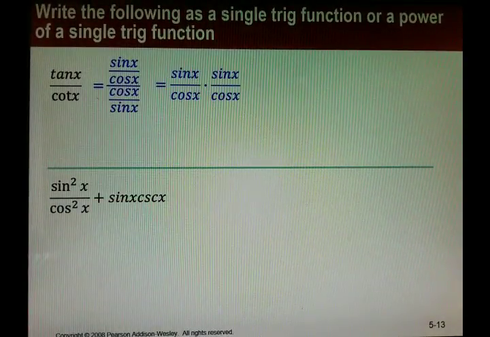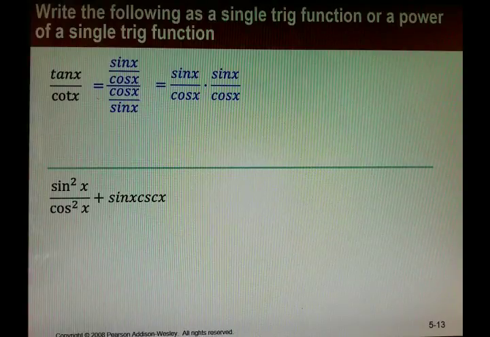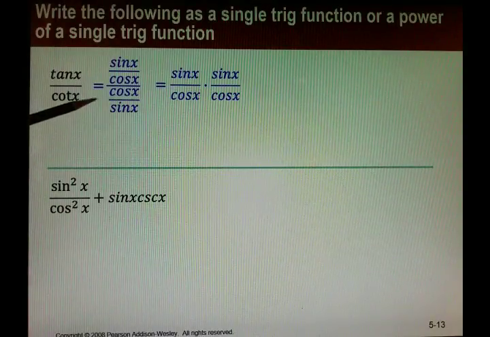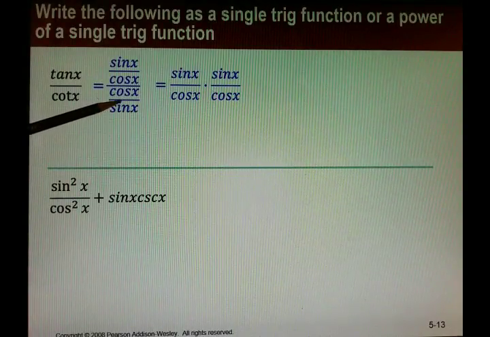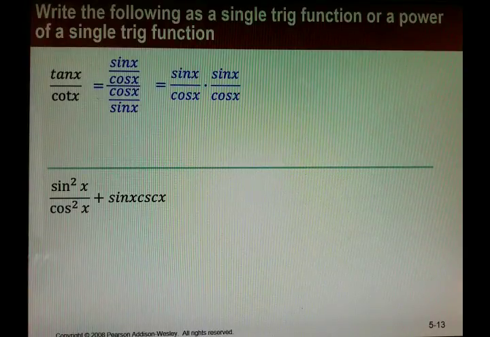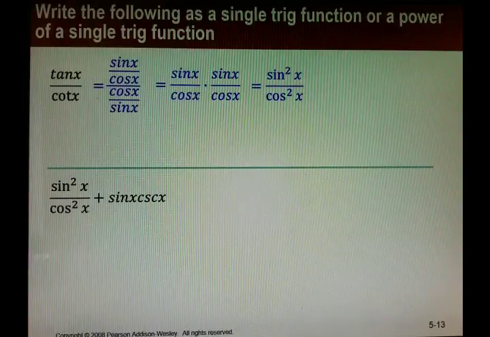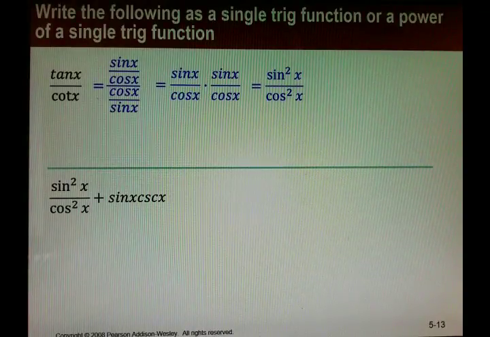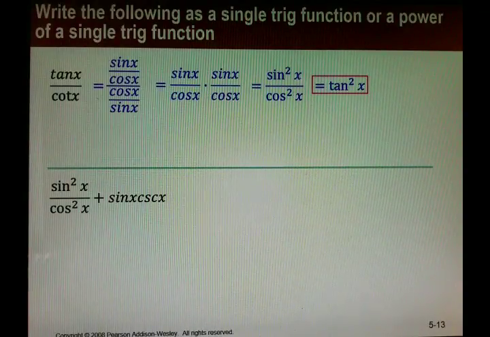Now dividing fractions, easy as pie. We want to flip the bottom one to multiply. Now when I'm looking at that, I notice that would give me sine squared on the top. It'll give me a cosine squared on the bottom. Sine over cosine is equivalent to tangent, so this answer would be tangent squared of x.